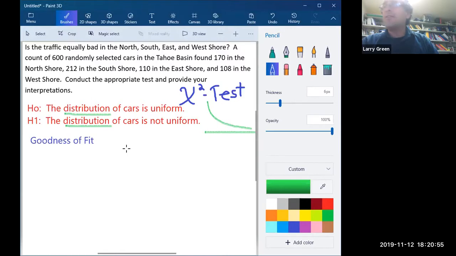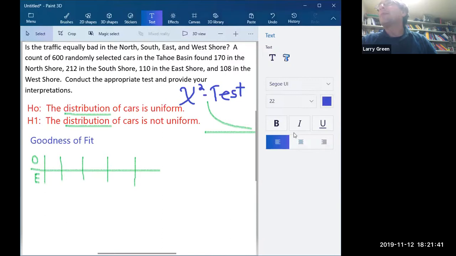So we're going to do a goodness of fit test. And when you do a goodness of fit test, things look really, really different. First thing is we have to find what's called the observed and the expected. So let me draw a table. The observed usually uses O, and the expected is E. Any questions so far?